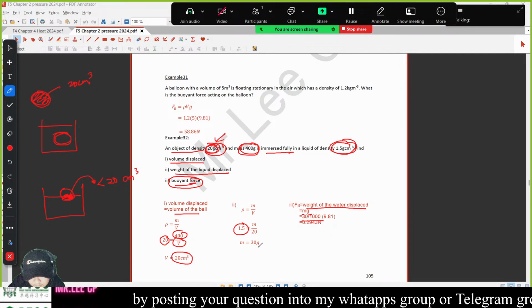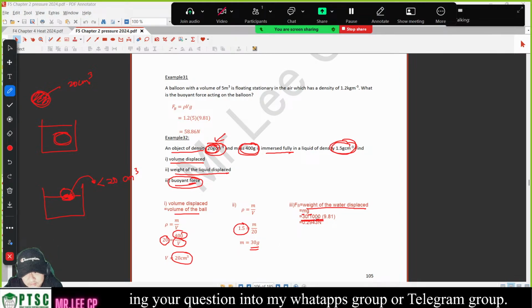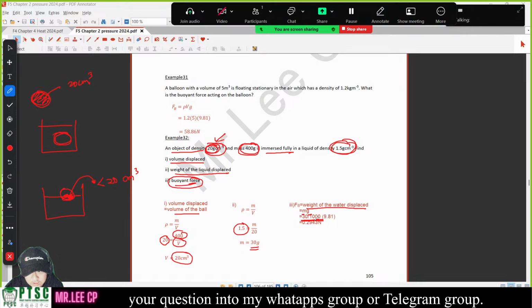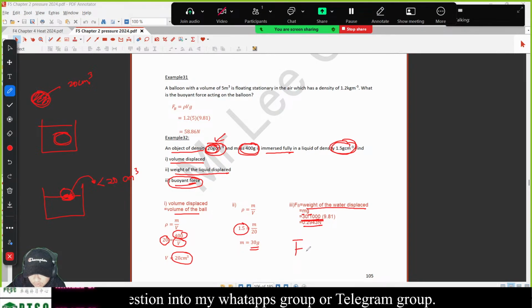M is 30 gram. I change it to kg, divide by 1000. Right? g is 9.81. So I get this. Now, of course, buoyant force is equal to rho Vg.